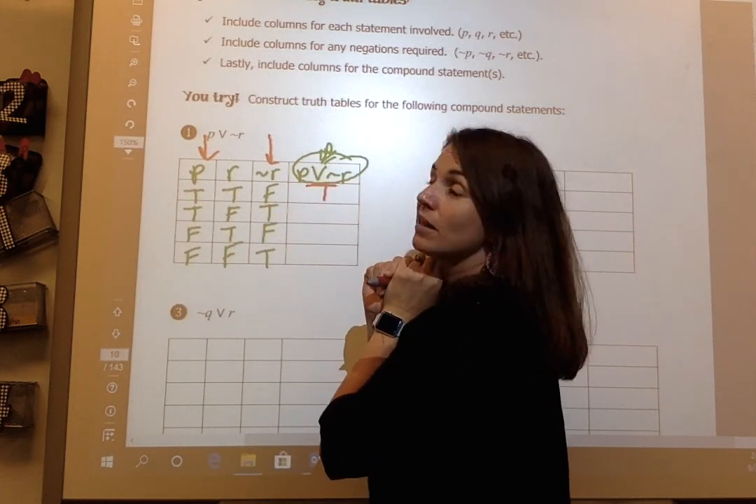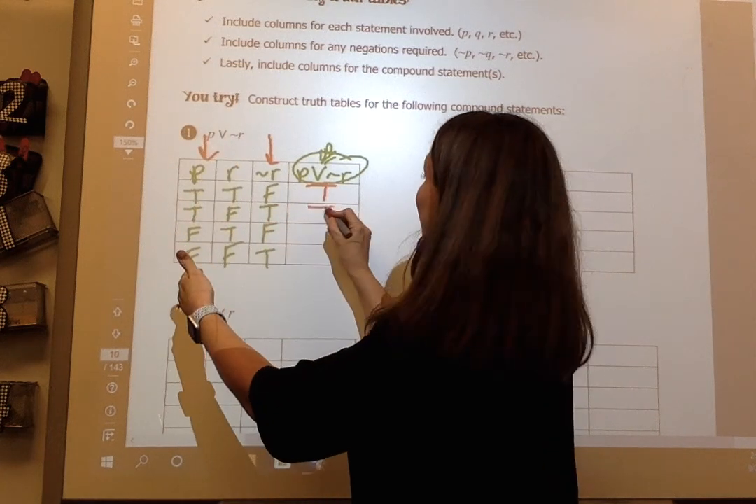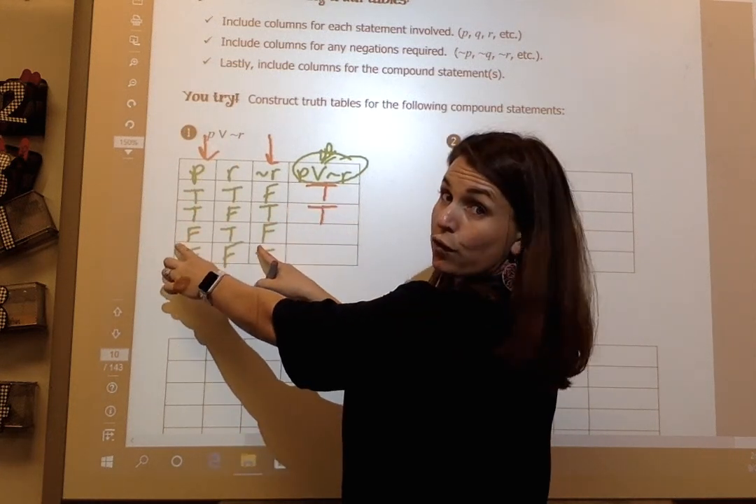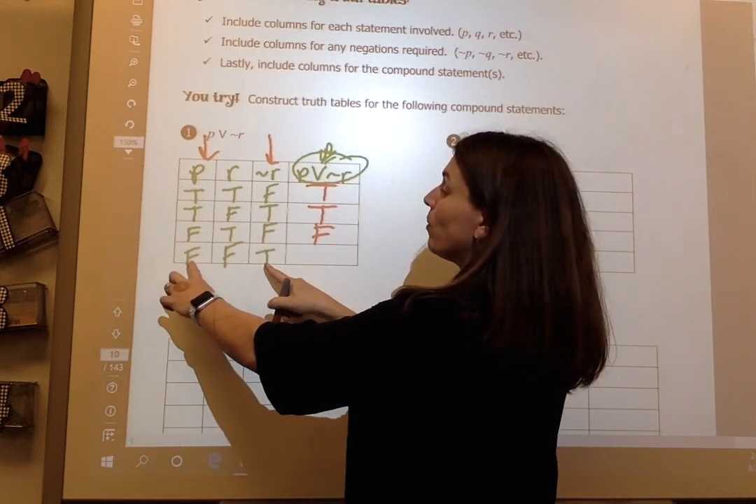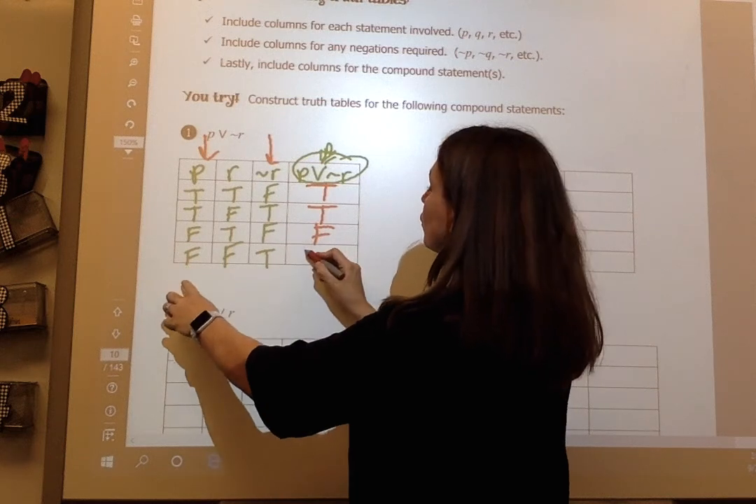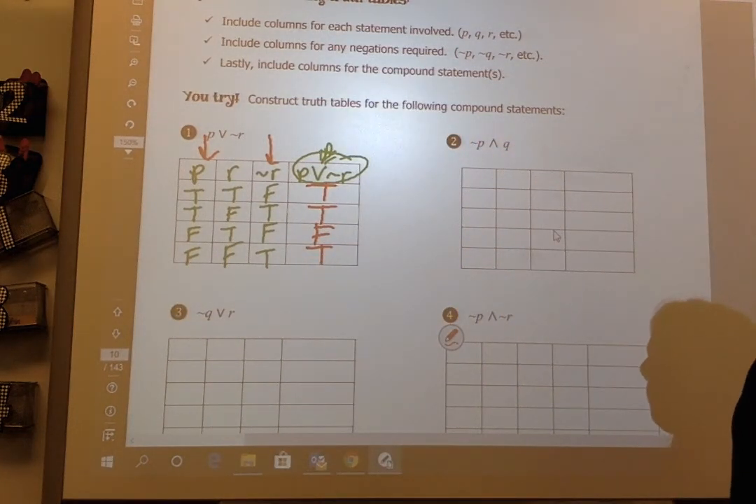Does that make sense? Let's compare these. When they're both true, well, that's good. That's a true value. Both of these are false, so it's going to produce a false over here. And only one of them has to be true. Not R is true, so that's what my truth value table looks like.